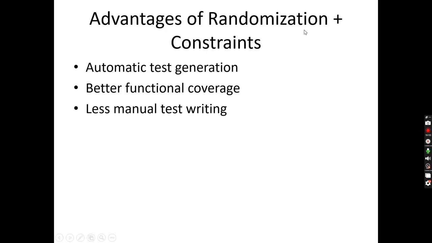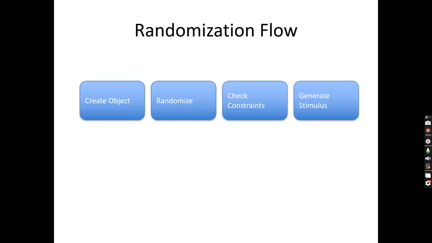So these are the advantages of randomization plus constraints, and we commonly use them. What's the advantage? Automatic test generation happens, better functional coverage, less manual test writing. Here there's no need of writing values manually. You are not allocating the values here. Just calling the randomize keyword, and the constraints are already written. Just by calling them, some random values will be allocated. So much memory is saved. That's why we are going to learn this.